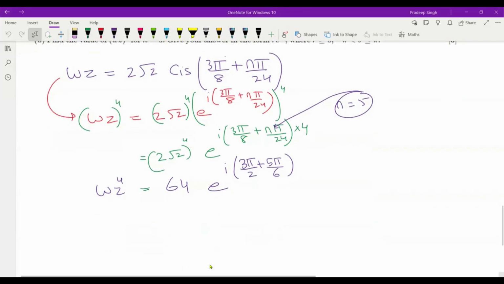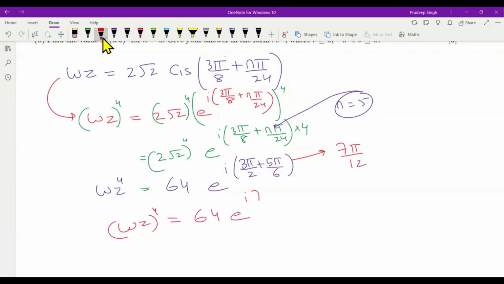Just check. Okay, let me take the LCM, 6 to 12. 7 pi by 12. Okay, the simplified form. Fine, that is correct. Good. So the final answer should be this.